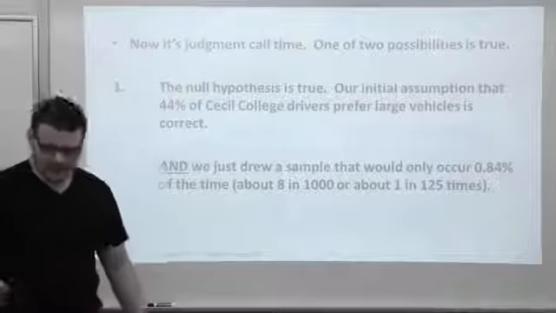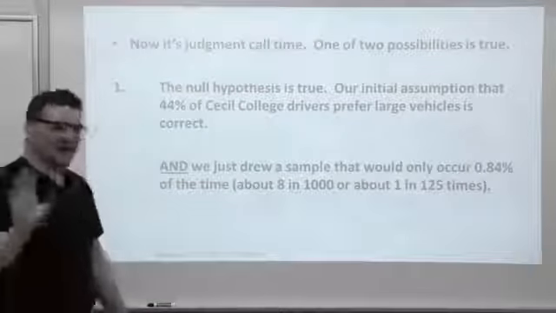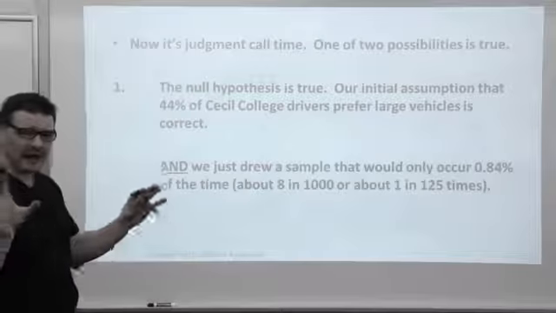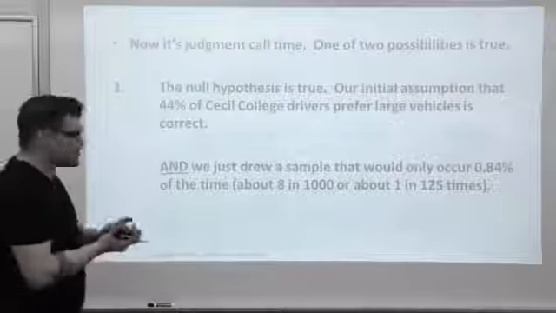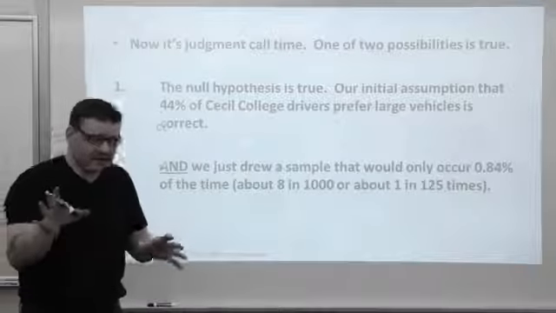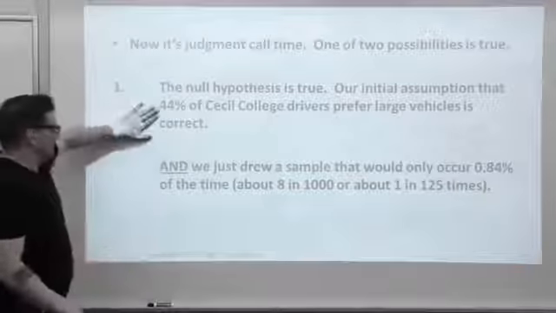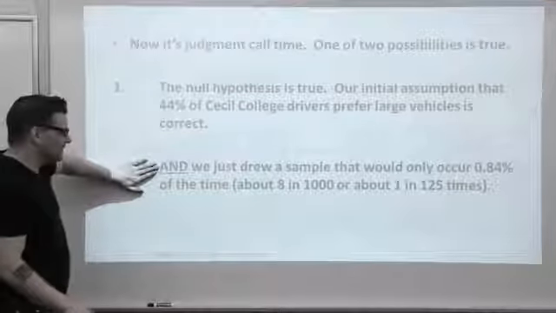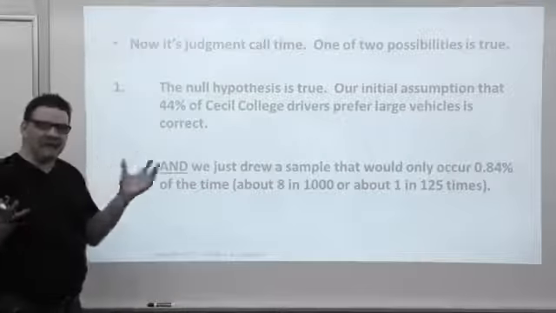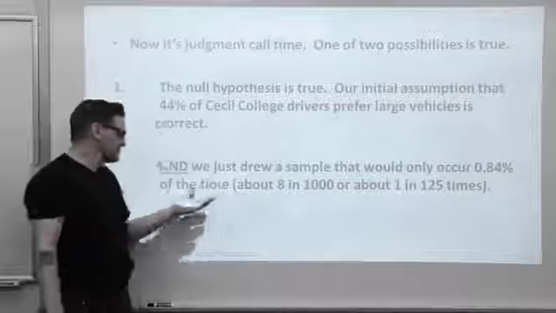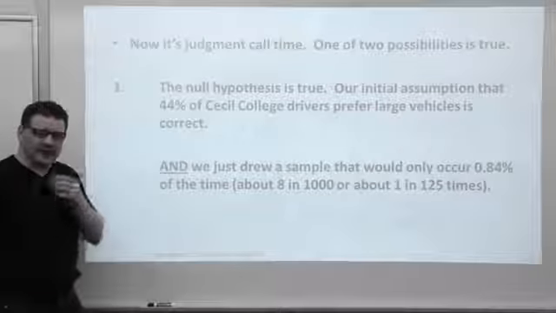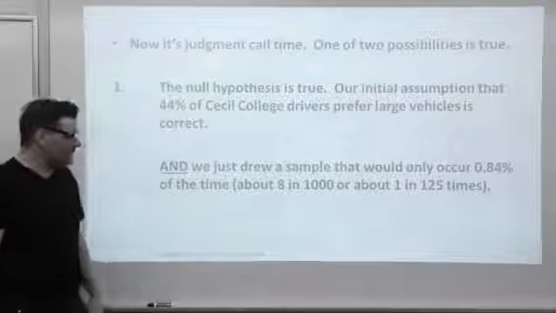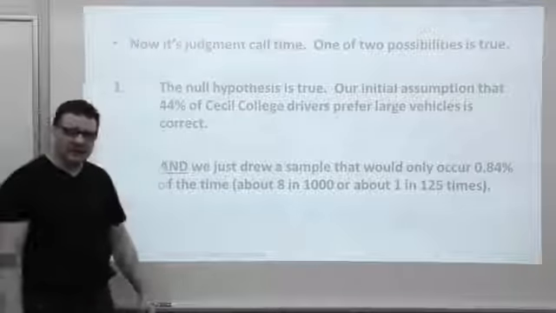Option one, students. The null is true. The initial assumption that Cecil is correct. 44% of our drivers drive large vehicles, just like the ABC News story told us. Right? So that's true. And here's the big and. And something just happened which would only happen 0.84% of the time. Or about 8 in 1,000 times, or about 1 in 125 times.